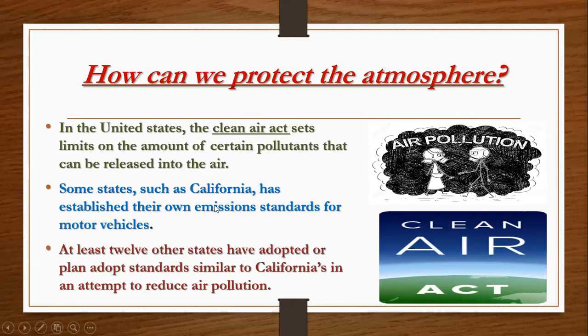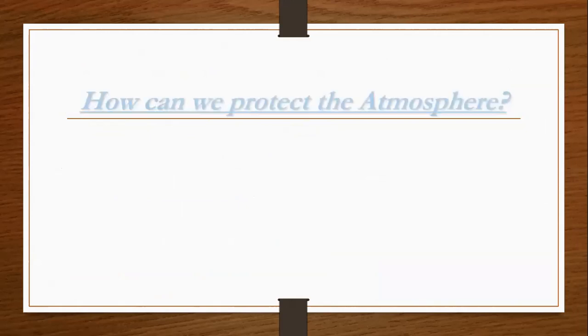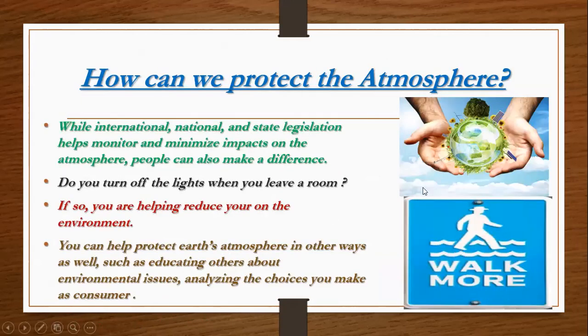Some states, such as California, have their own standards for motor vehicles. They put some laws to use new technologies instead of normal vehicles. Okay, and also now other states in the United States follow California to reduce air pollution, especially from normal vehicles that produce a lot of smoke and damage the quality of the air. All of us have to work together to reduce the amount of air pollution. National and state legislation helps monitor and minimize the impact on the atmosphere.